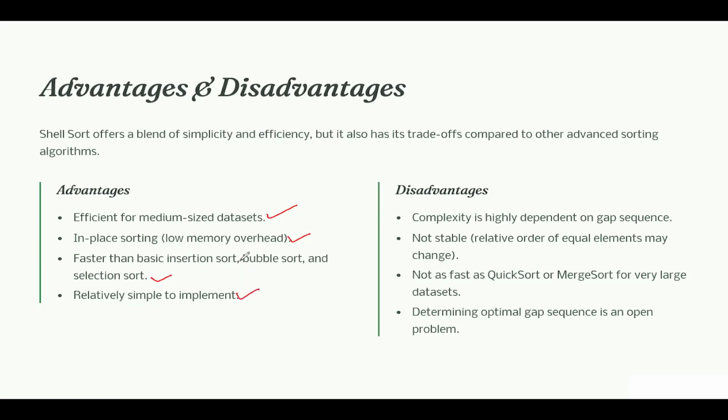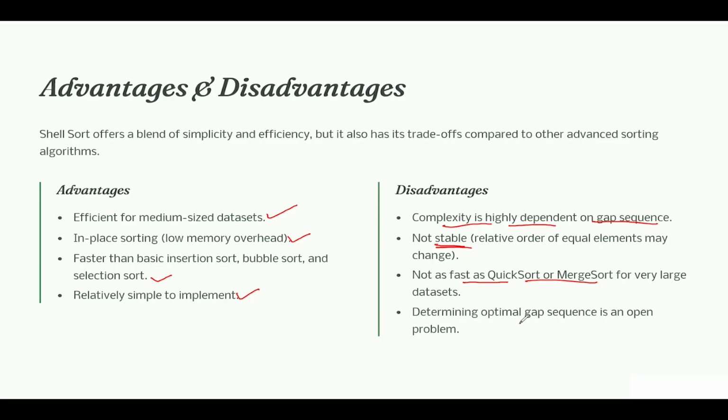Relatively simple to implement. At the same time, its complexity is highly dependent on the gap sequence you're taking, because the more number of gaps, the more number of diminishing increments you are taking, the more the complexity will increase. Not stable, relative order of equal elements may change, not as fast as quicksort or merge sort for very large data sets. So when comparing with merge sort and quicksort, if it is a very large data set, it is not as good as them.